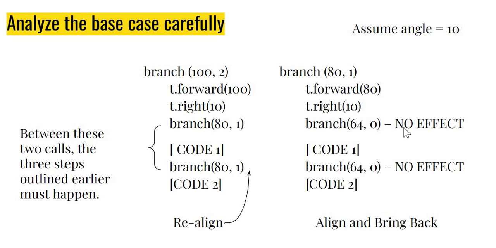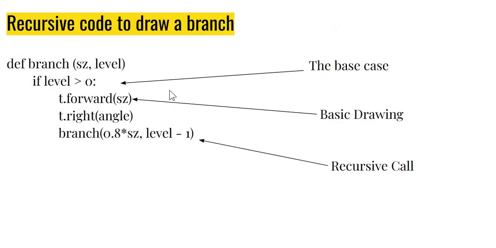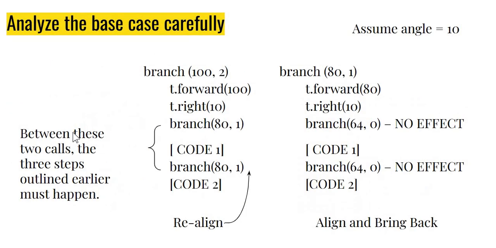The reason is, remember, our branch code, let me just show you here, our branch code is in fact put inside if level is greater than 0, which means that if level is actually 0, none of this happens. And that's why I argue that look, this has absolutely no effect. However, code 1 will have an effect. I'll again call branch 64 0 because that's how the branch 81 is going to behave. This will have no effect again, but indeed code 2 will run.